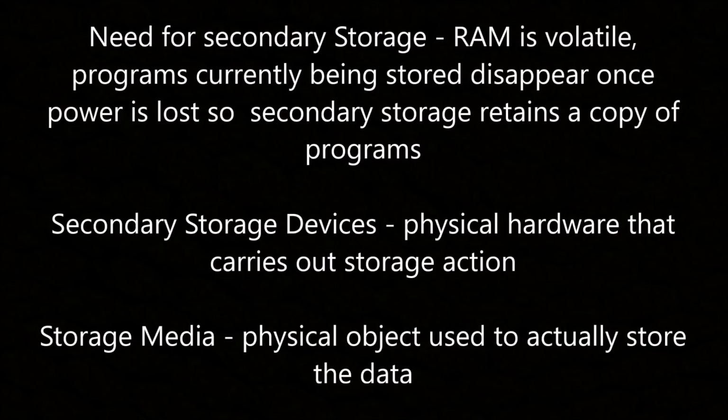The need for secondary storage is because RAM is volatile and the programs currently being stored disappear once the power is lost, so secondary storage retains the programs. Secondary storage devices are the physical hardware that carries out the storage action, and storage media is a physical object that is used to actually store the data.